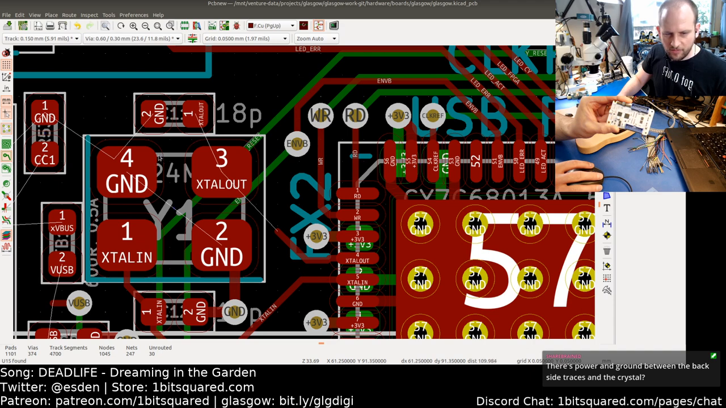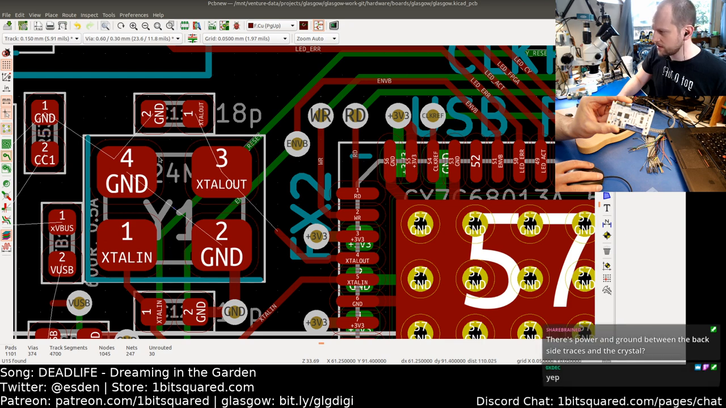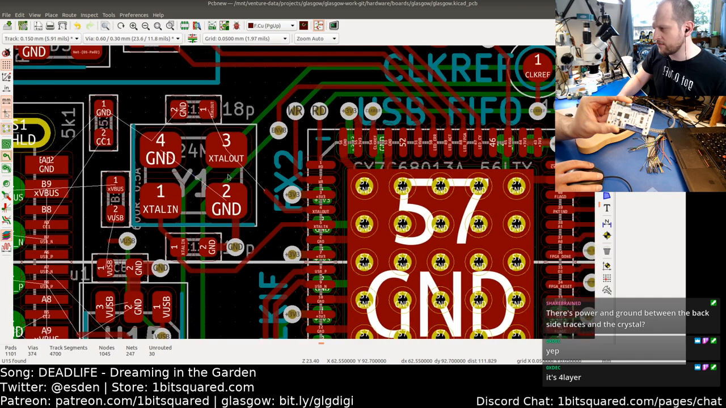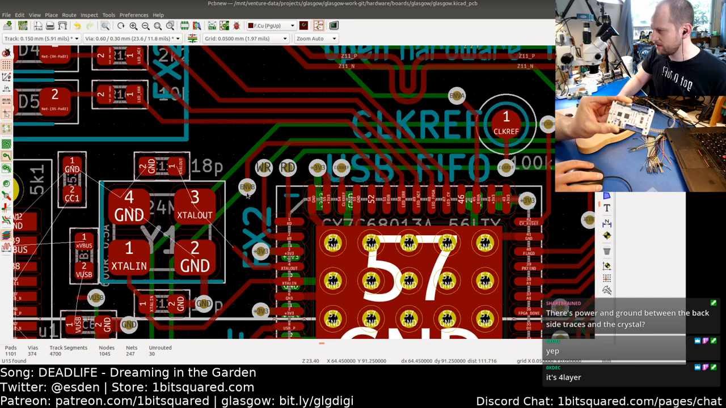There's power and ground between the backside traces and the crystal. Well, if I'm routing it on the top layer, I can only rely on the shielding. Well, on the back layer, yes. So the green traces are fine. I'm talking about routing the XTAL in under the part and not the other way around. Also, this should be NVB.